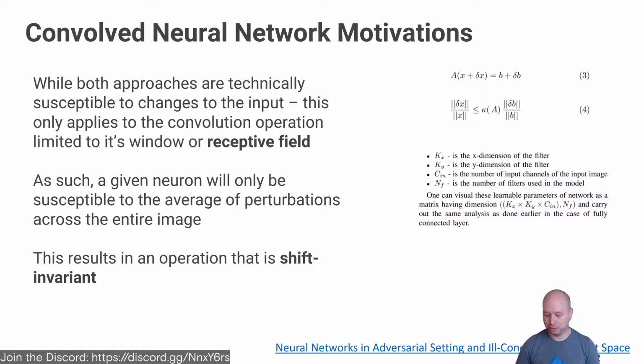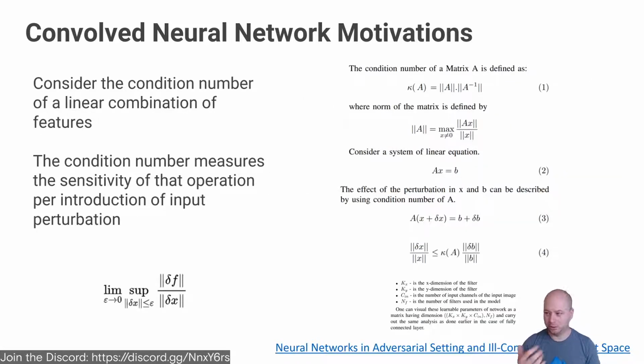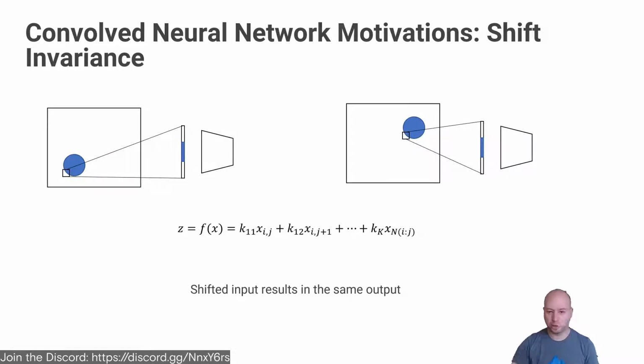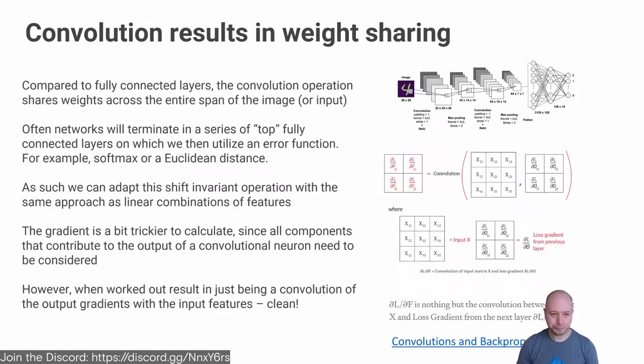But the point I'm trying to make is for you to think about the different condition number of a linear model versus a convolutional model, because of this really attractive property that convolutional neural networks are shift invariant. To visualize the shift invariance again, you can take this image, move a component of it, and largely we can expect the same output.